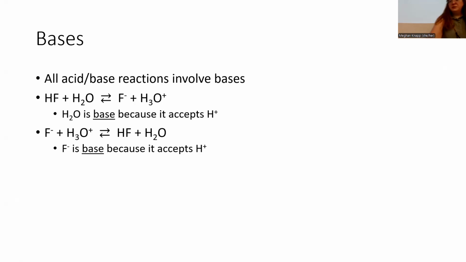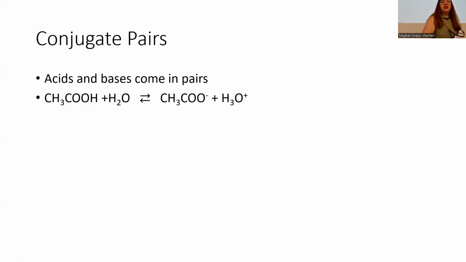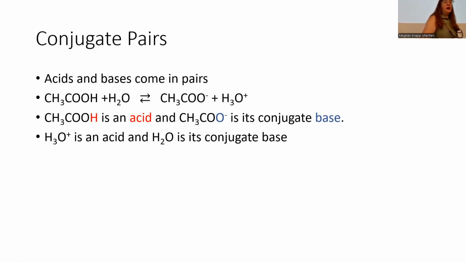All right. So we talked a little bit about conjugate pairs. The pairs are identical except for one hydrogen. So when we have an acid, its conjugate base will look just like it with one less hydrogen and the charge down by one because that proton has a positive charge. So in this case, the acetic acid, its conjugate is acetate.